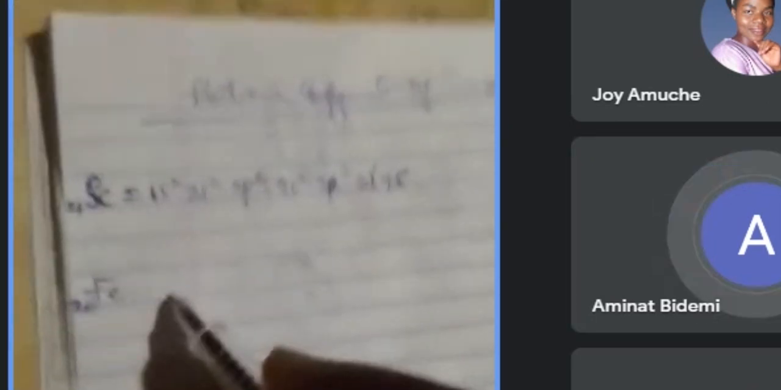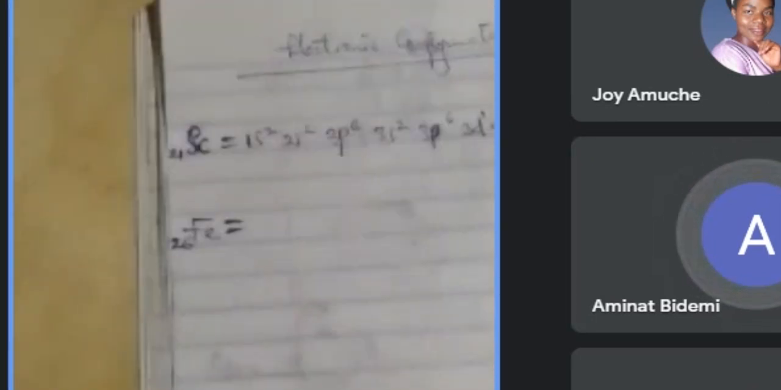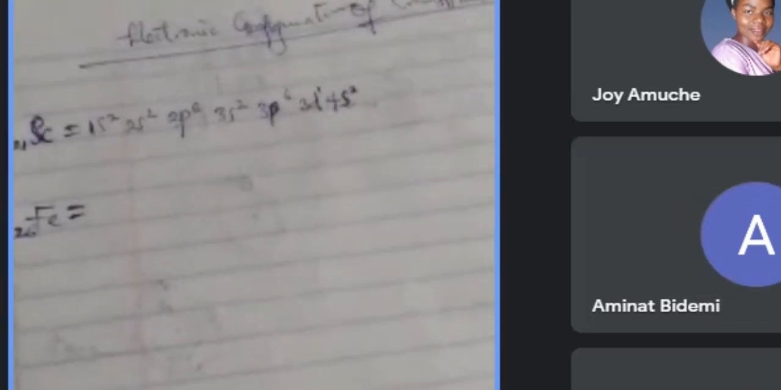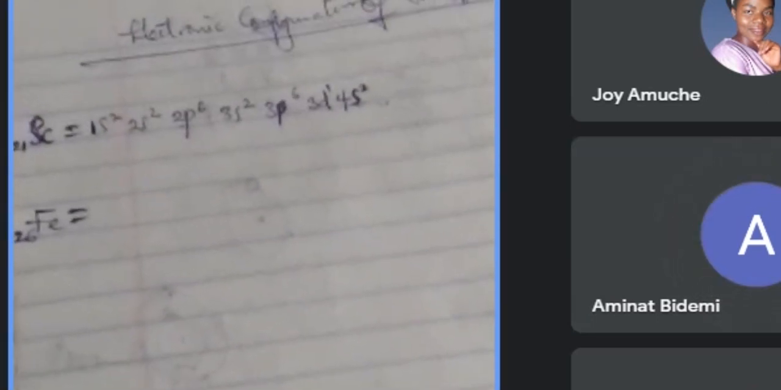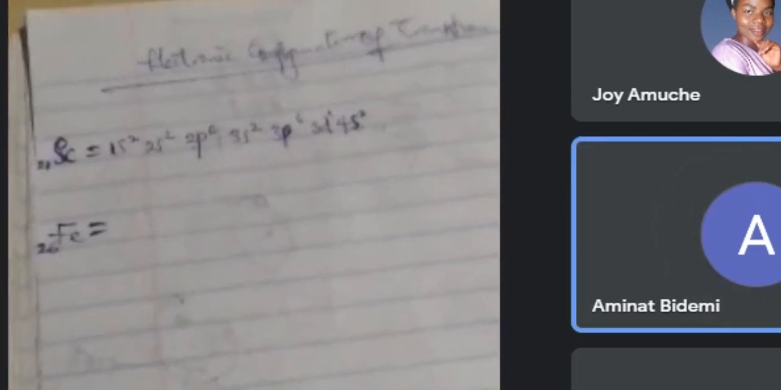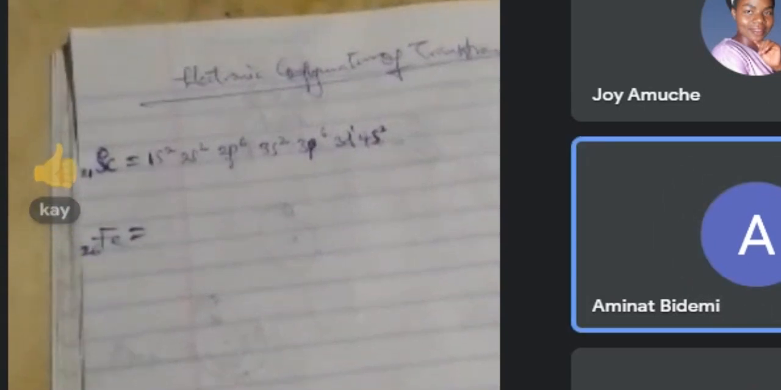Okay. So iron 26 is what we are using for the example now. Please, I hope you can see this one. Mr. K, let me check. Yeah, it's iron, 26. Iron is 26. Thank you, Mr. K.